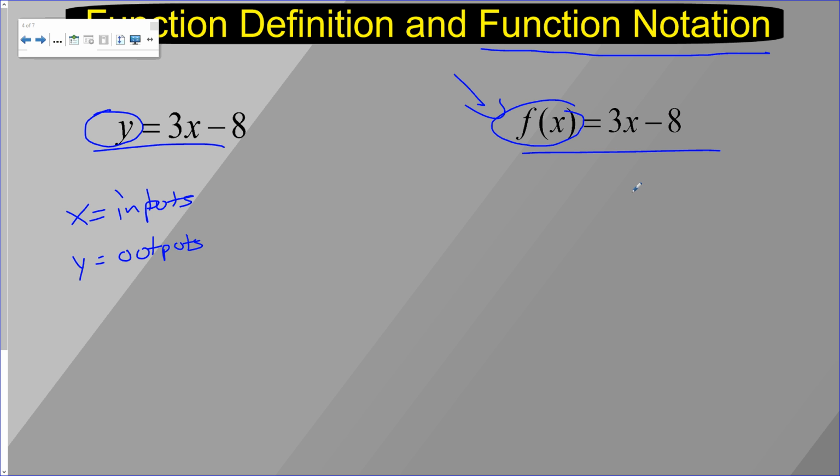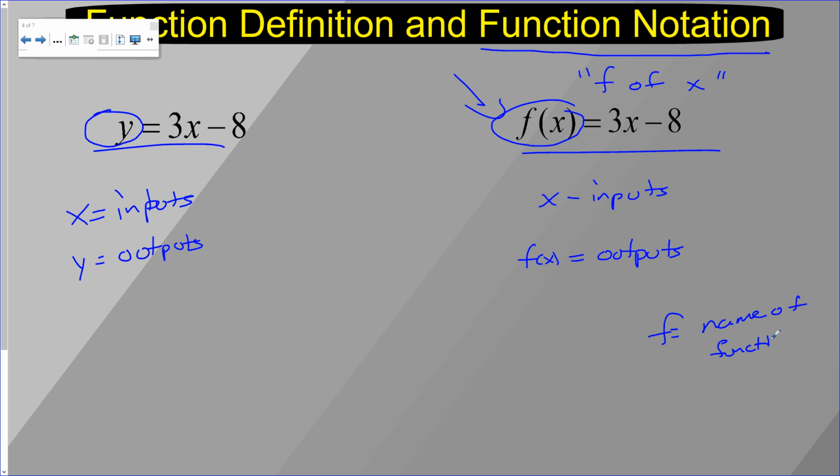X and y coordinates. So over here, x is still the inputs, but the outputs we refer to as f of x. We read this as f of x, not f times x or fx, f of x. The f represents the name of the function, and it can be any letter you want to.